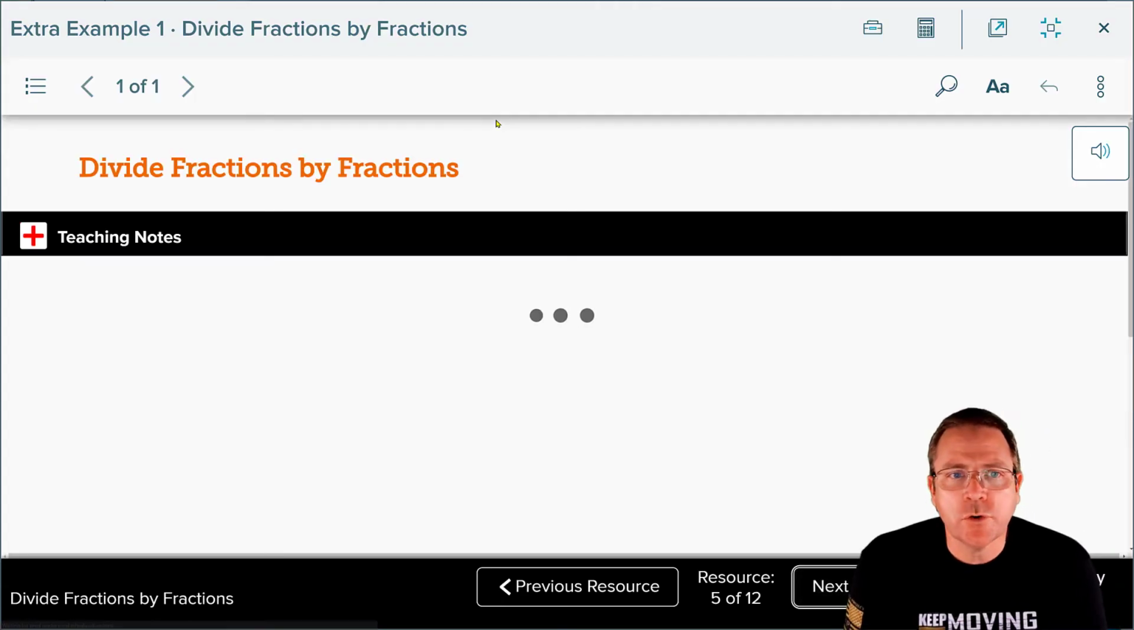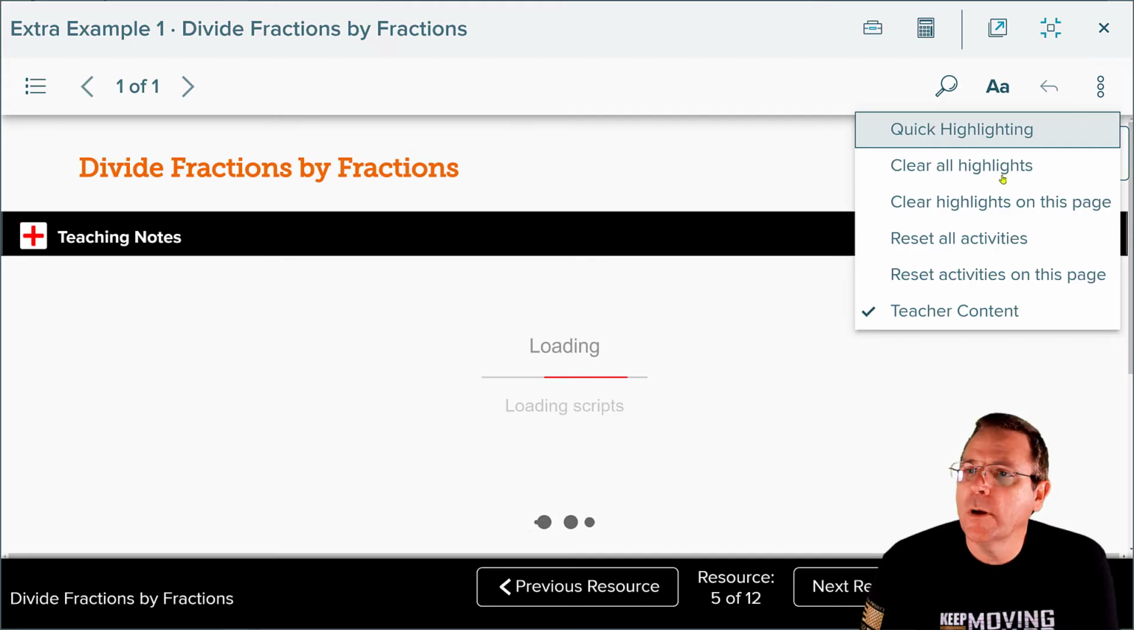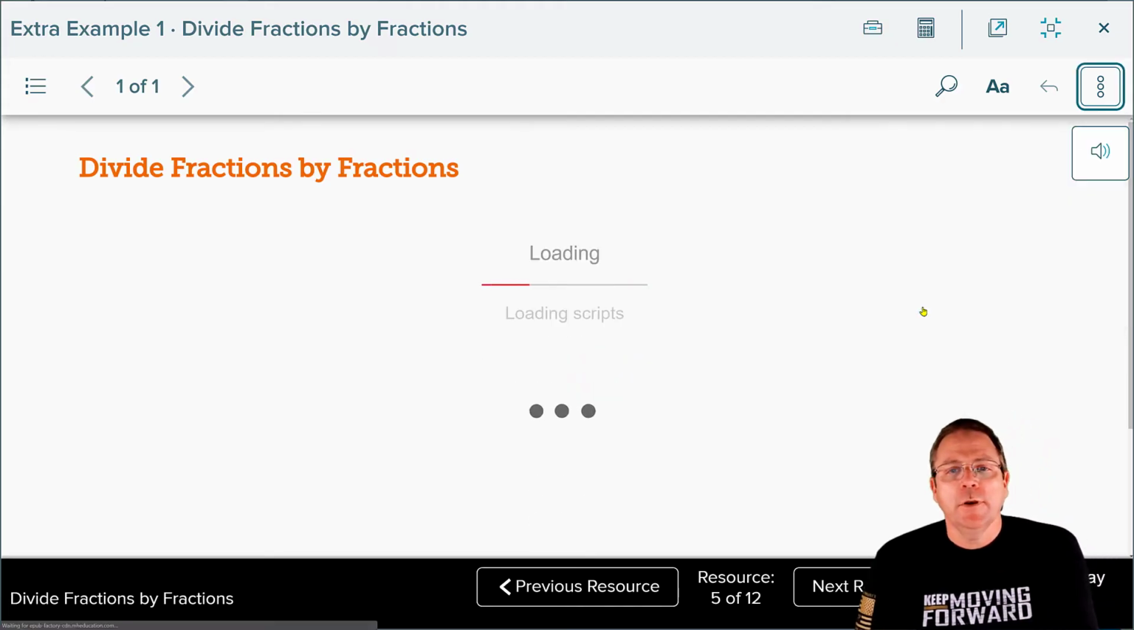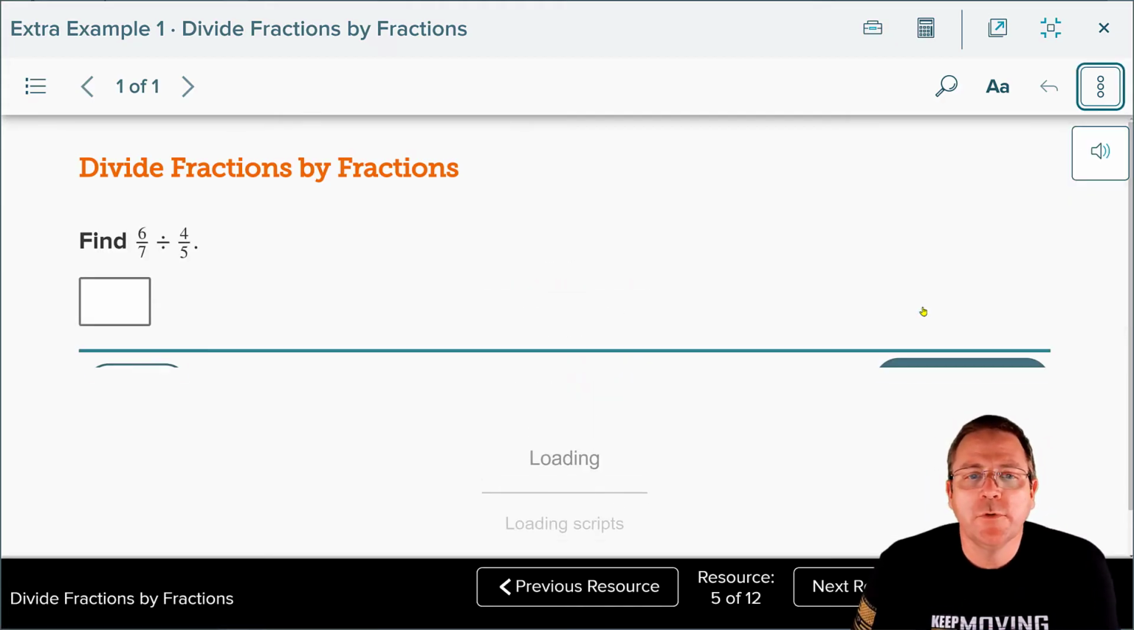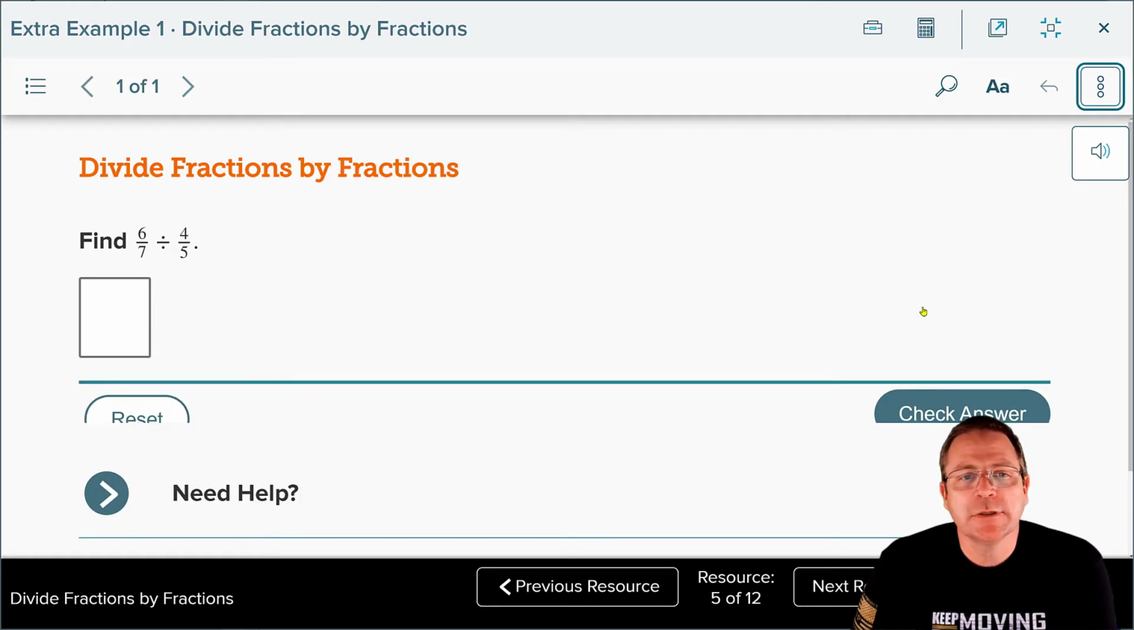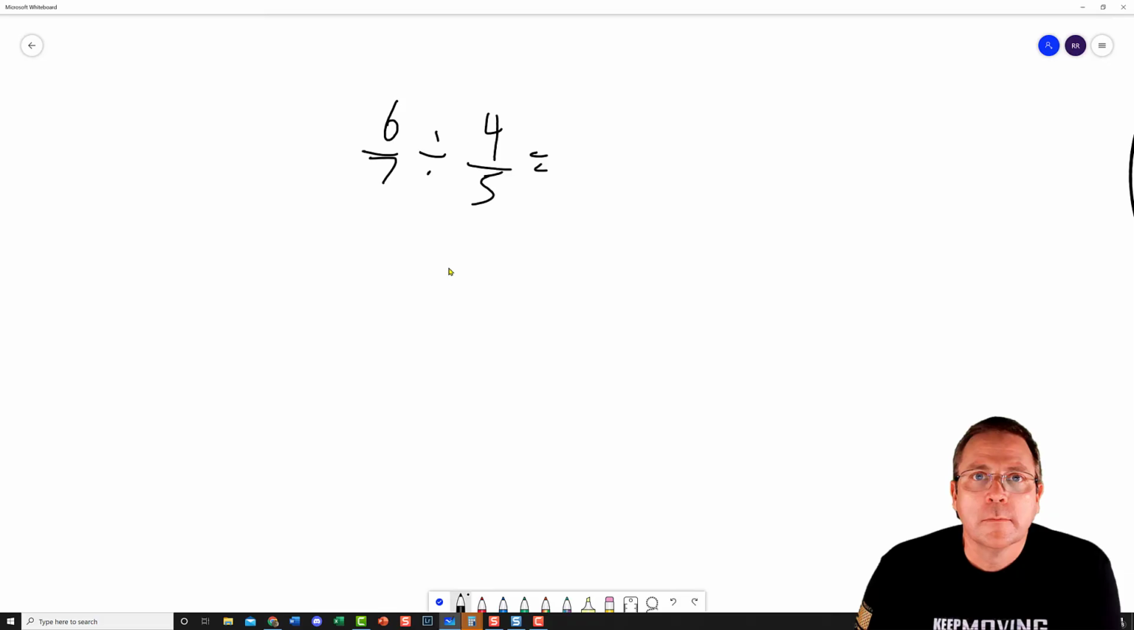Alright, now it's your turn to solve one. Problem's coming up here, and when it does, you pause the video and you solve this one and see if you can get the right answer. 6/7 divided by 4/5. Did you get it? Let's find out.